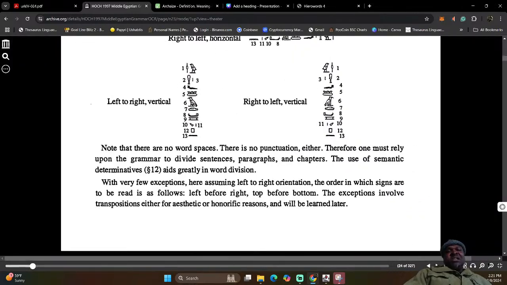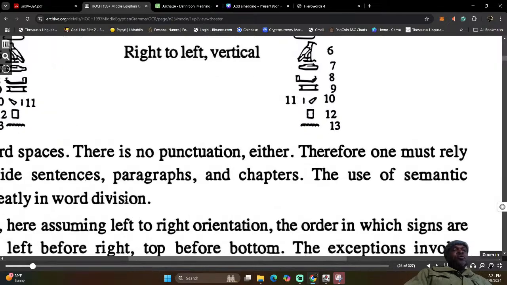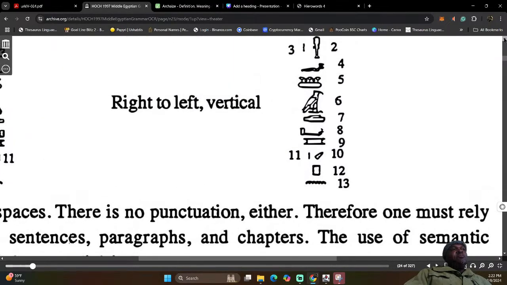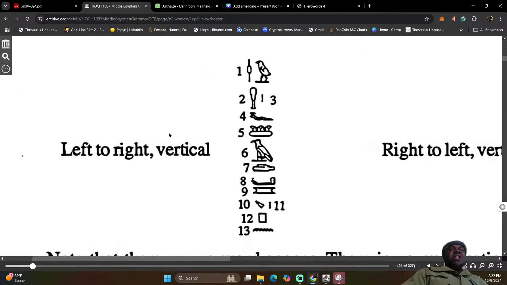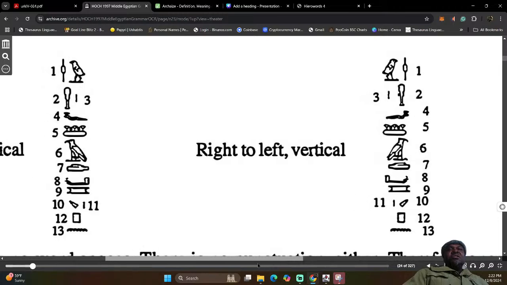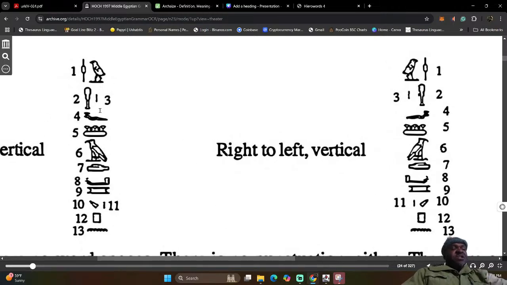So it's almost as simple as that, but hold on. That's right to left vertically. You literally going right to left vertically, right? You read the rightmost glyph first. But this is left to right vertically. You read the leftmost glyph first. Now, how do you know? Well, look at the way the animals and the birds and everything are facing in the text. Right?